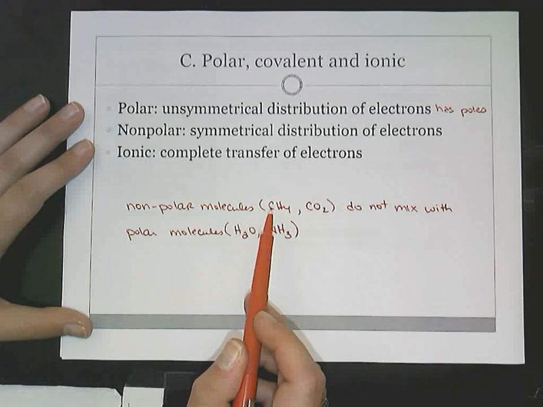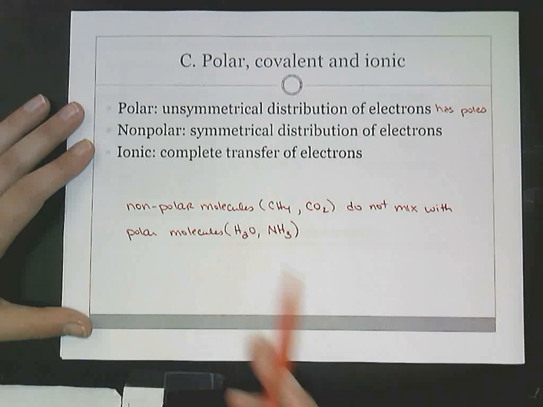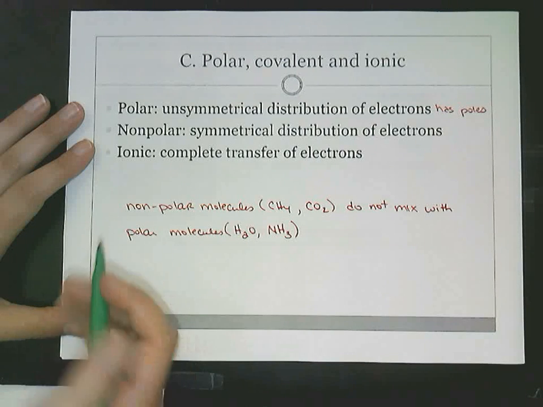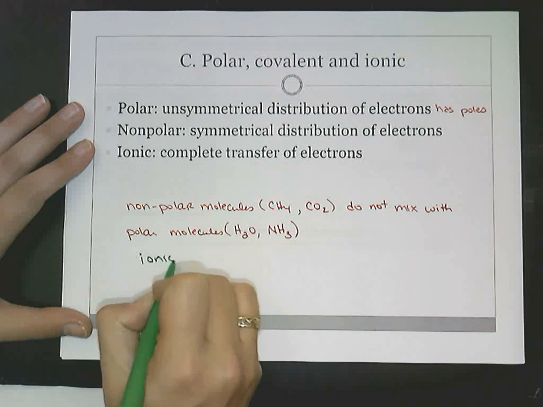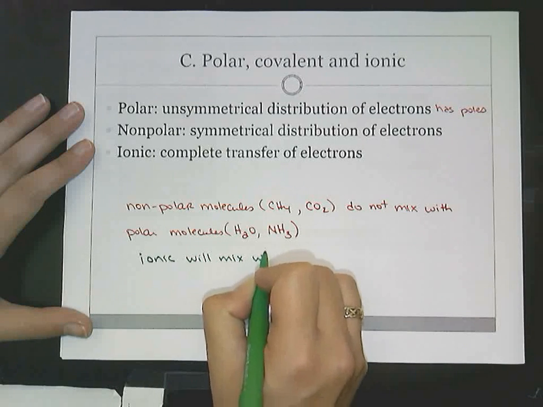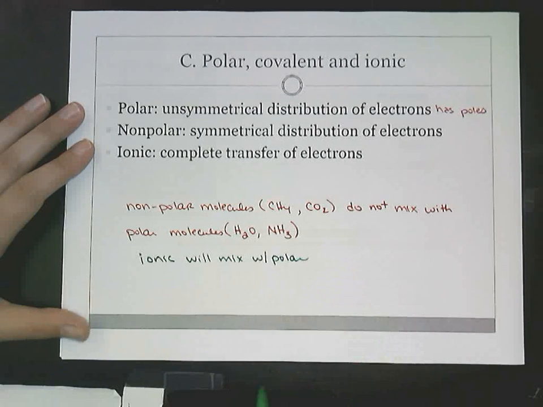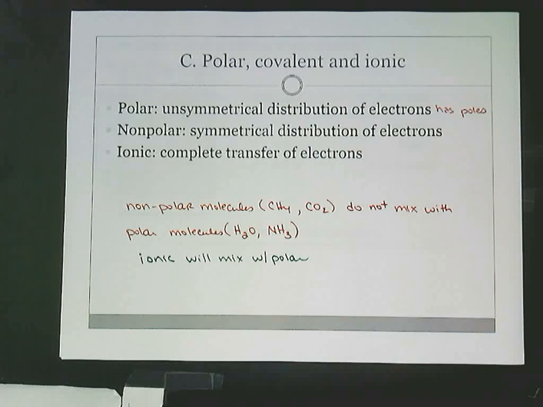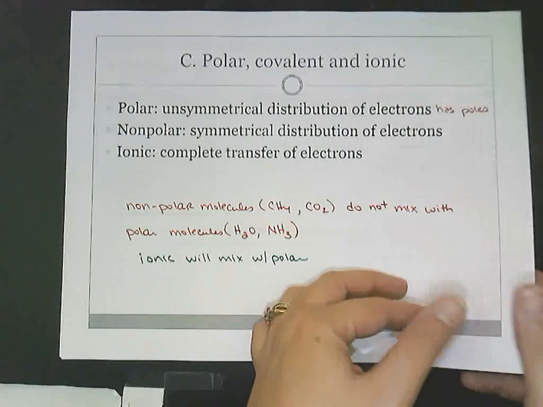Nonpolar things want to stick with nonpolar things. Polar things want to stick with other polar things. Ionic, however, will mix with polar. And to some extent, it can mix with nonpolar, but that's a fairly rare exception. And so how do we know what kind of bond it's going to be? It's really based on electronegativity differences.